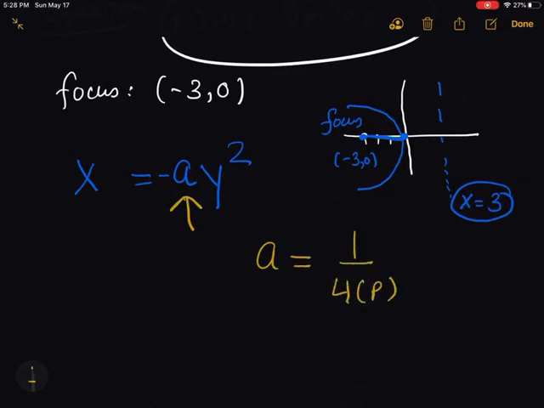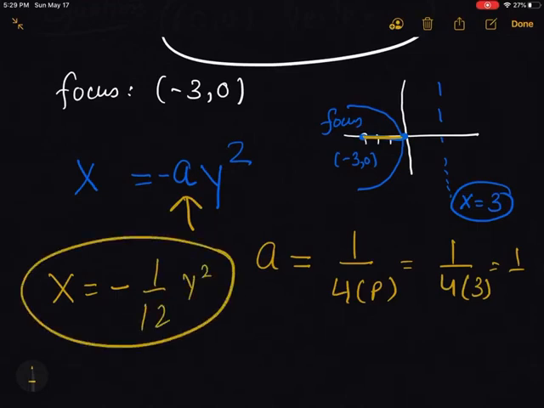What is the distance? How far is this focus from the vertex point? So the distance is 3 units. So I would plug this in: 1/4 times 3, which is 1/12. So the a value would be 1/12. So I would keep the negative again. So you just have to look at the distance, and you know, distance is always going to be a positive number. 1/12, y to the second, and I'm done.